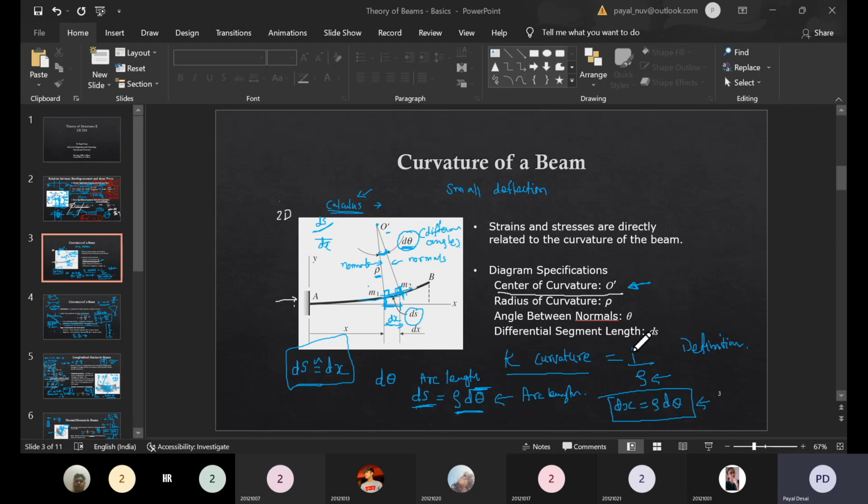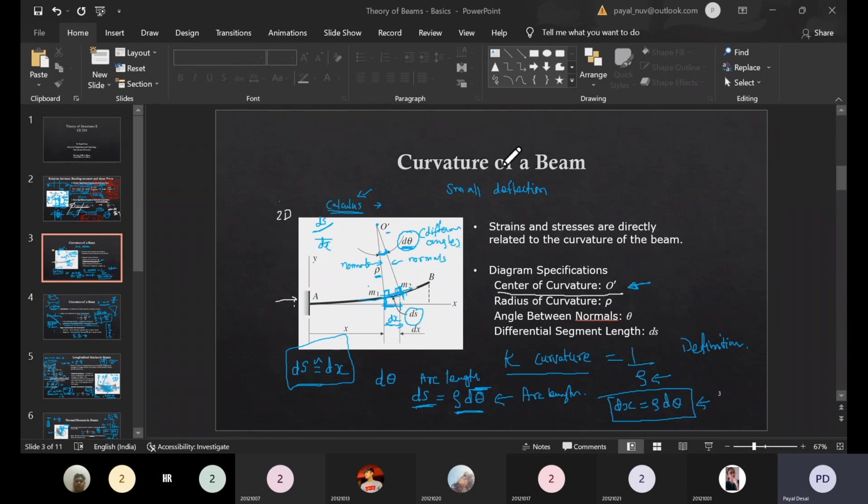Okay, you should know this theory. This is called the theory of bending. It was developed by the persons named Bernoulli and Euler. So if you search in Google for Euler Bernoulli, I think the Bernoulli spelling is different. I need to check.